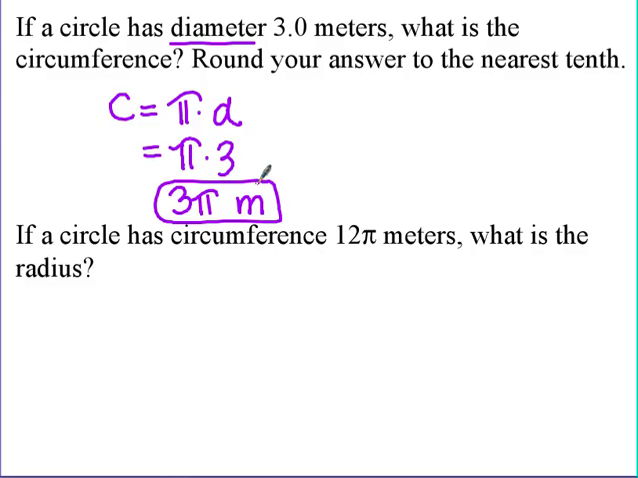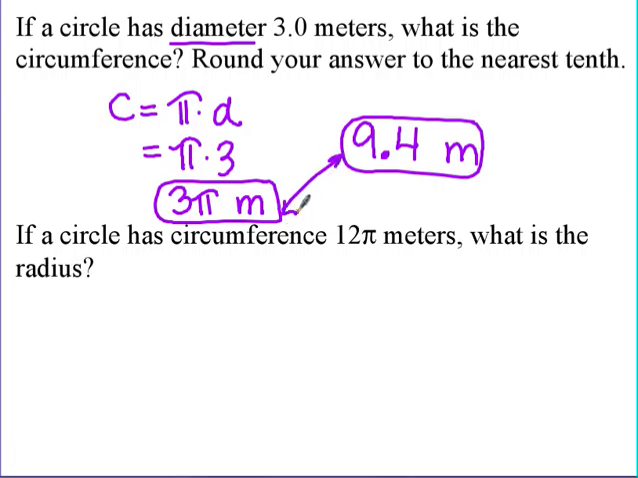Now if you're going to use your calculator to multiply that out, I want you to use the pi button. So I want you to take 3 times the pi button. And every scientific calculator generally has one of those. So what does 3 pi come out to be? 9.424, and they say round to the nearest tenth, so it'd be 9.4 meters. So I will accept either of those, despite what the directions say. Let's look at the next one.